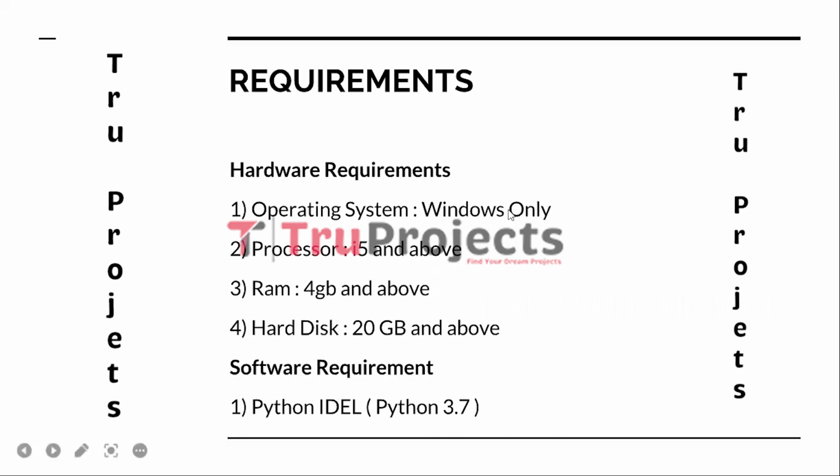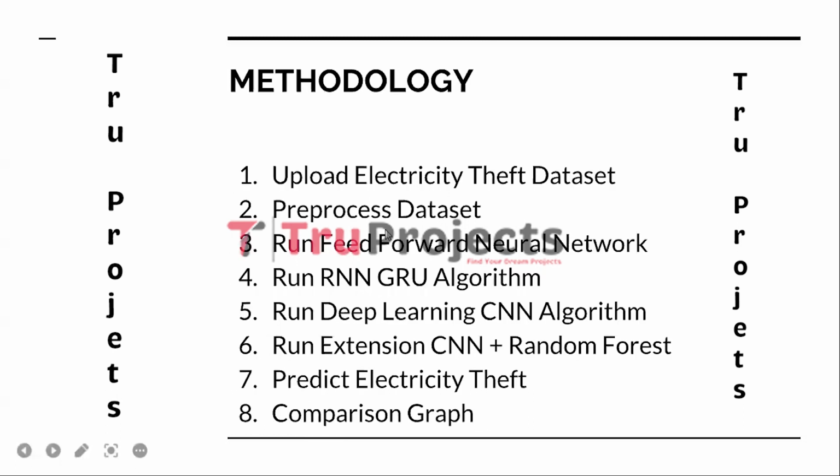These are the basic requirements needed to build this project. Hardware requirements: operating system as Windows, processor of i5 and above, RAM of 4 GB and above, hard disk of 20 GB and above. Software requirements: Python IDLE with version 3.7. To implement this project, the following modules have been designed.